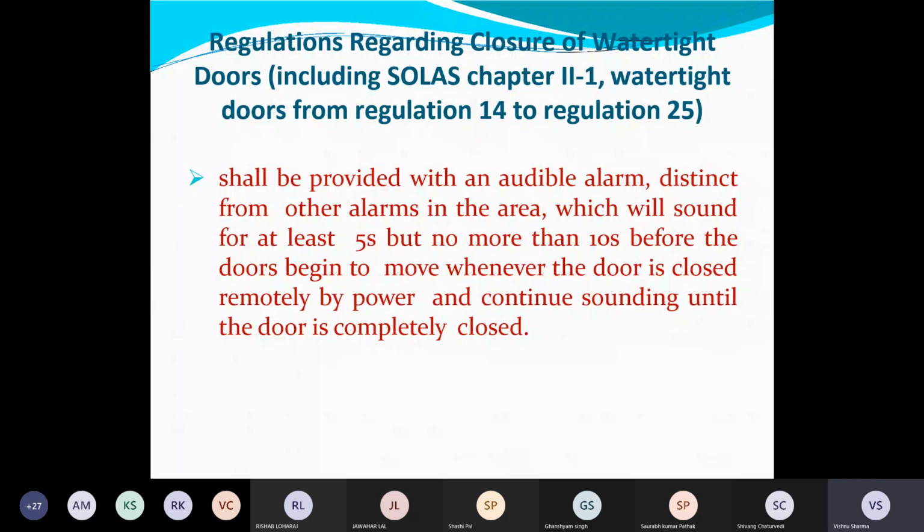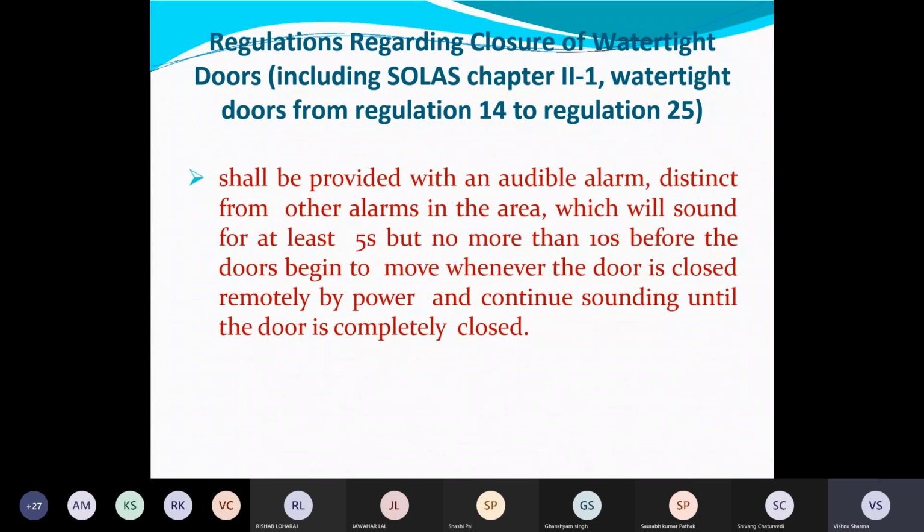So, but no more than 10 seconds before the door begins to move whenever the door is closed remotely by power, and continue sounding until the door is completely closed. So that means when did it start? Maximum 10 seconds before it starts moving. Minimum 5 seconds before it starts moving. So the alarm starts then, and it continues ringing until the door is finally closed.